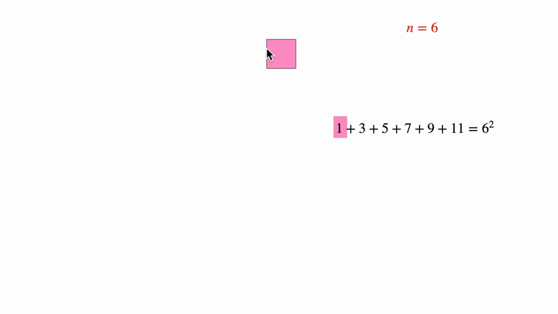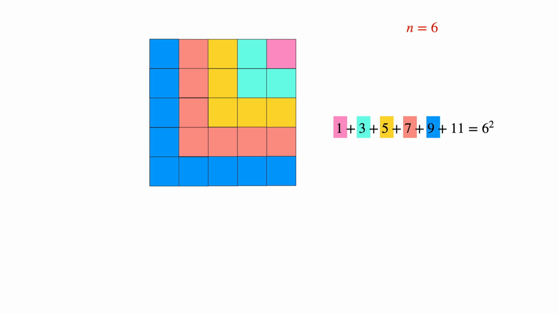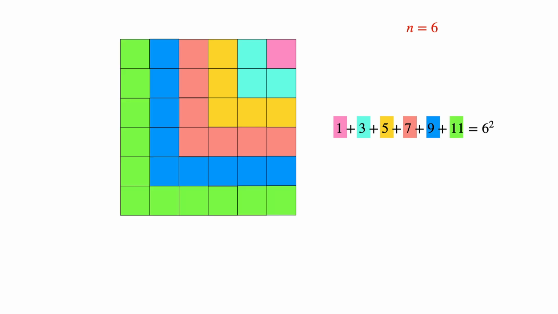So I start with a unit square, which has obviously area equal to 1 square unit. Then I take 3 squares, and you see what's happening, right? I put them like this. And here 5 squares, 7, 9, and 11. And what do I get? Well, I get altogether a large square with a side length of 6 units.